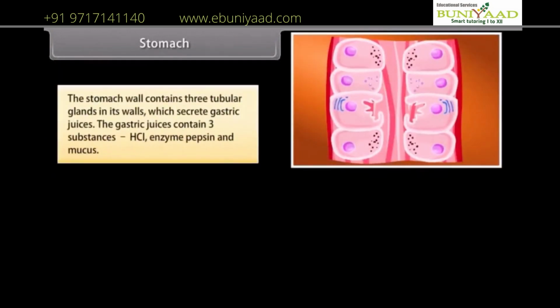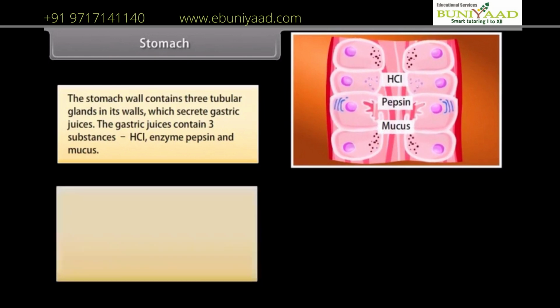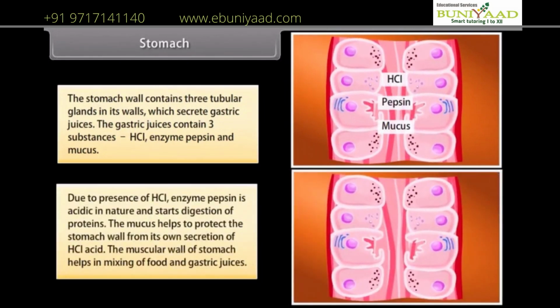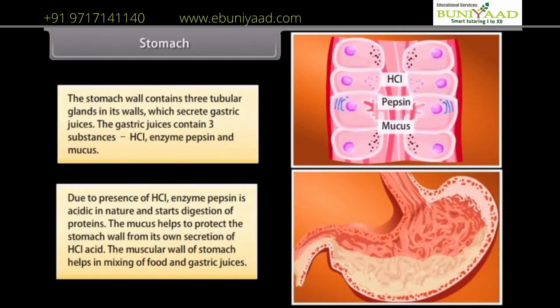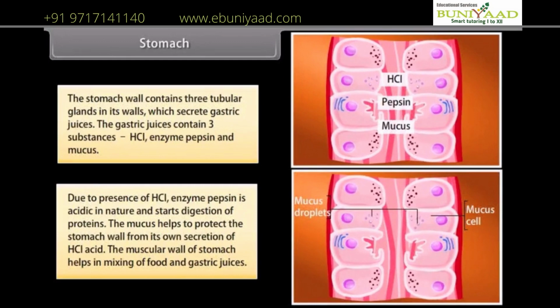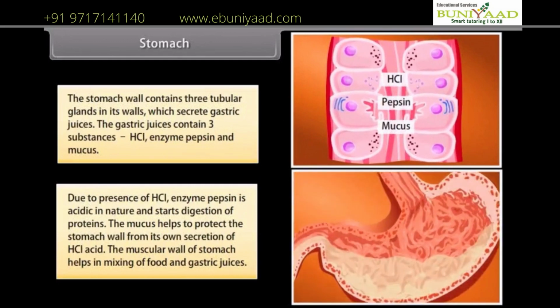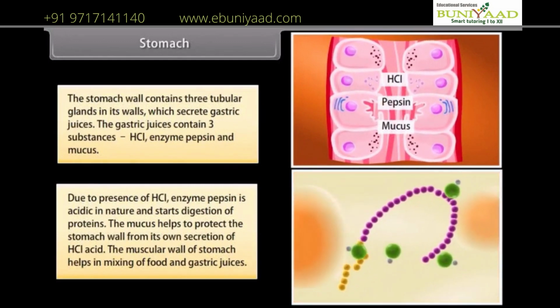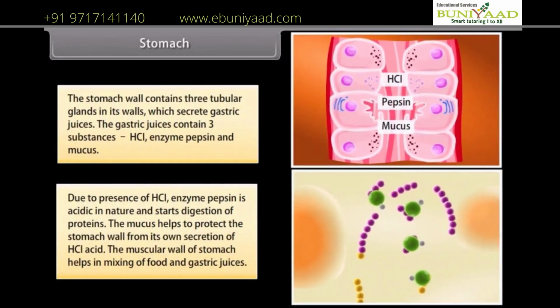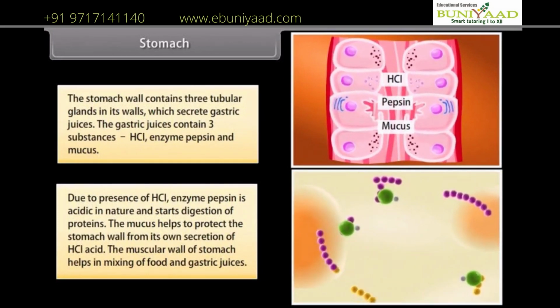The stomach wall contains 3 tubular glands in its walls, which secrete gastric juices. The gastric juices contain 3 substances, HCl, enzyme pepsin, and mucus. Due to presence of HCl, the medium is acidic in nature. Enzyme pepsin starts digestion of proteins. The mucus helps to protect the stomach wall from its own secretion of HCl acid. The muscular wall of stomach helps in mixing of food and gastric juices.